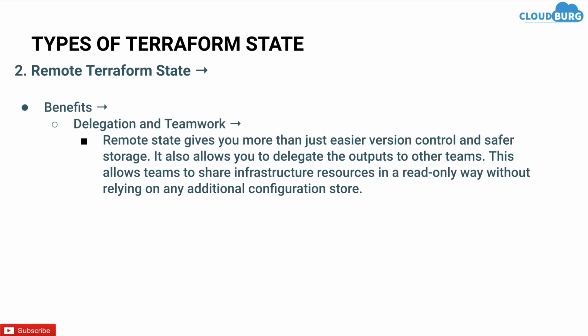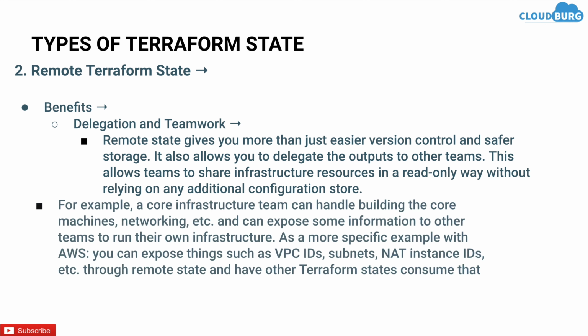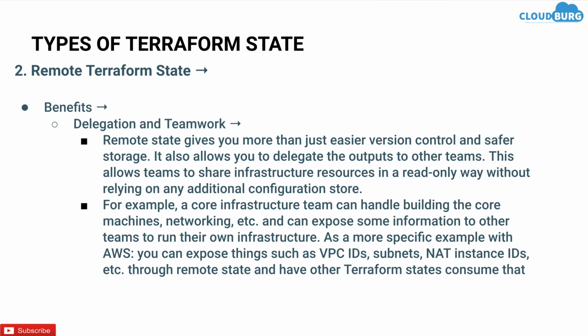For example, a core infra team can handle building the core machines and networking, and can expose some information to other teams to run their own infra. As a more specific example, with AWS, you can expose things such as VPC ID, subnets, and NAT instance IDs through remote state and have Terraform consume that.